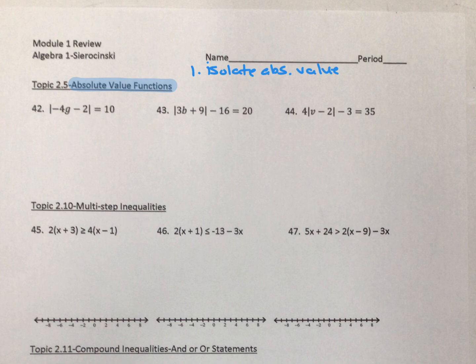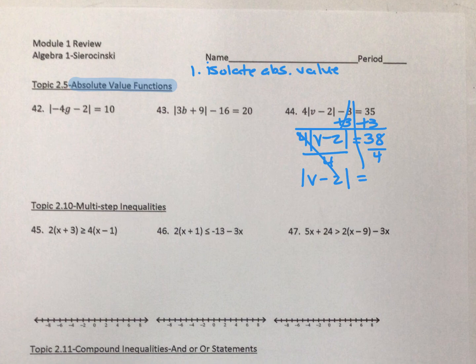So for number 44, isolate the absolute value. That means I need to get rid of 3. So I have 4 times the absolute value of V minus 2 equals 38. And since 4 is being multiplied by the absolute value, I need to divide. Okay. Now, this is not going to come out very good. This is going to be the absolute value of V minus 2 equals 9.5. How about that? Okay. Now the absolute value is isolated.